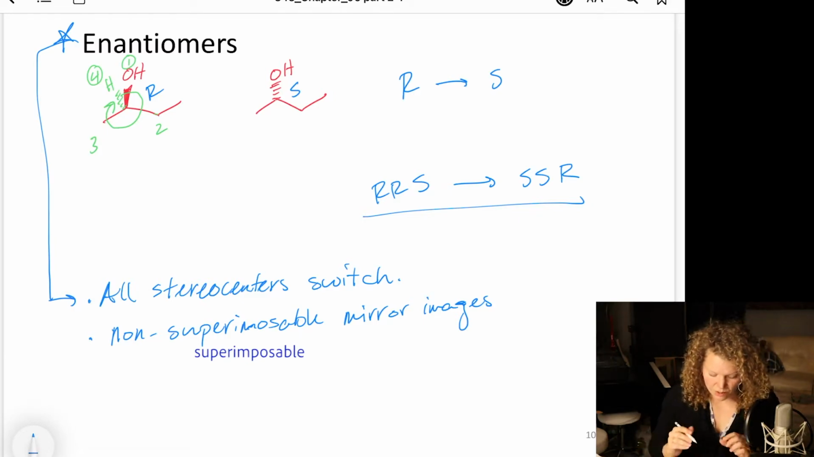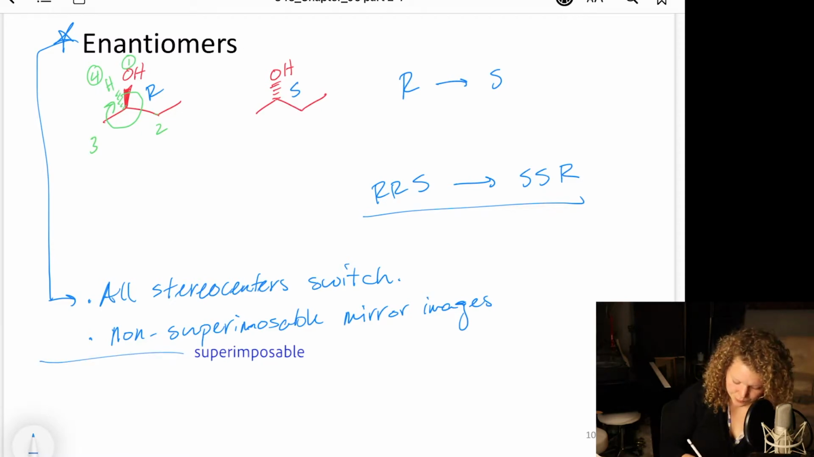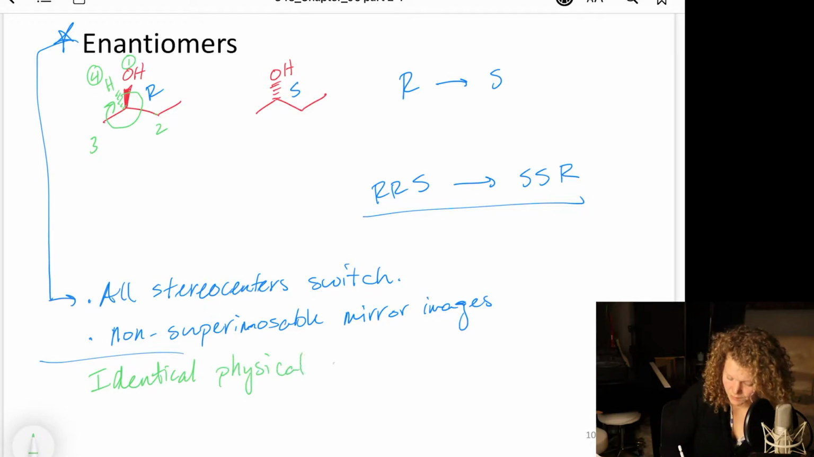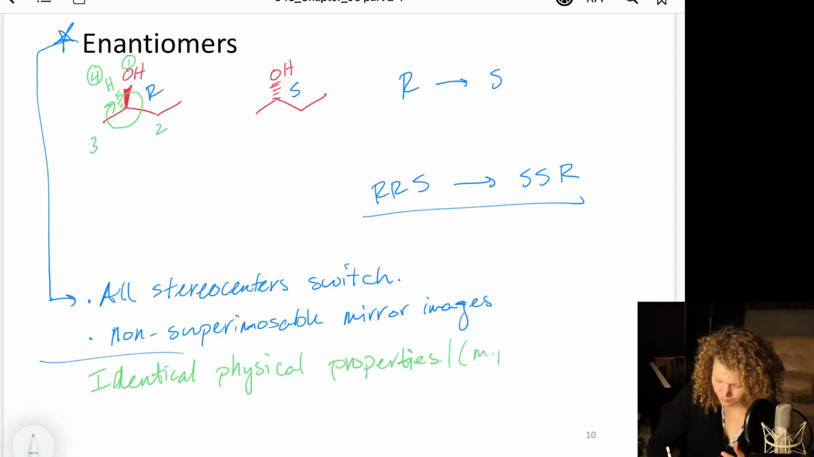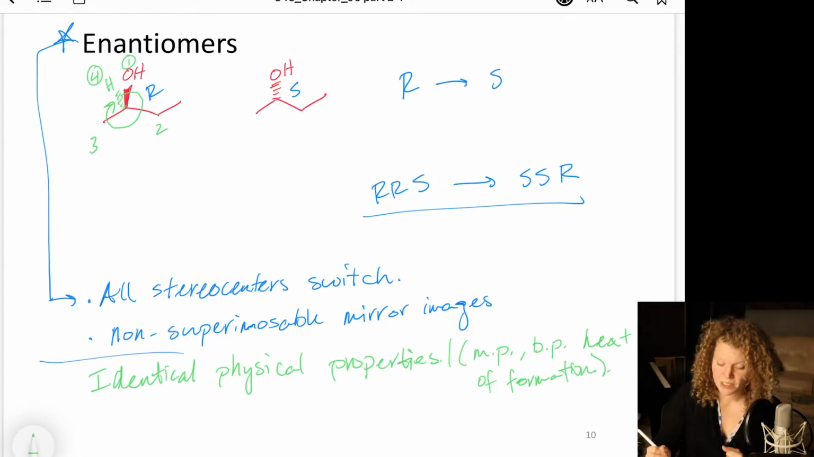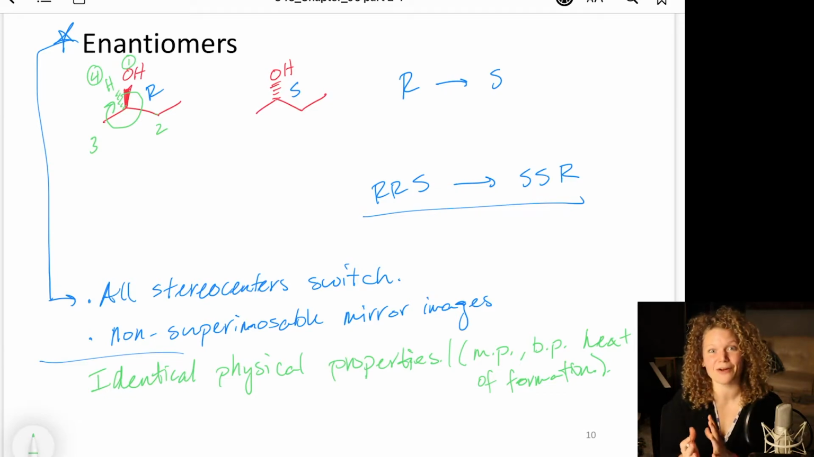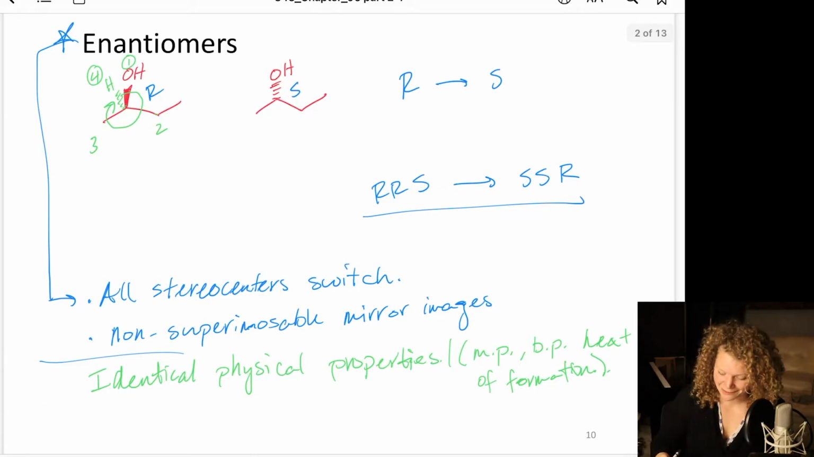Okay, so another thing about enantiomers is that they have identical physical properties. They have the same melting point, boiling point, heat of formation, etc. There is a way that we can analyze these and figure out which one we do have, and I'll tell you at the end of this video here.